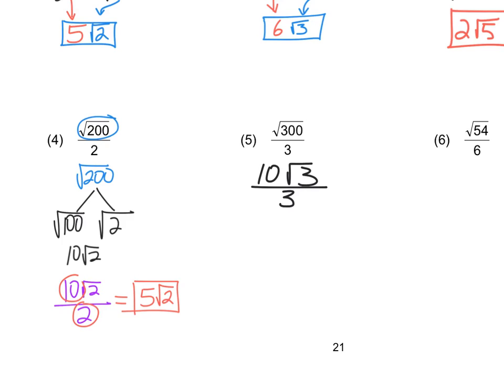So I'm not going to kill myself doing this work again, because it's just going to become rad 100, rad 3, and the rad 100 is going to become a 10. So why not just cut to the chase? Then I put it over to the 3. And at that point, I can see that, well, 10 and 3 are not going to divide unevenly, so I'm just going to leave it as is. Okay? So that's the simplest form.